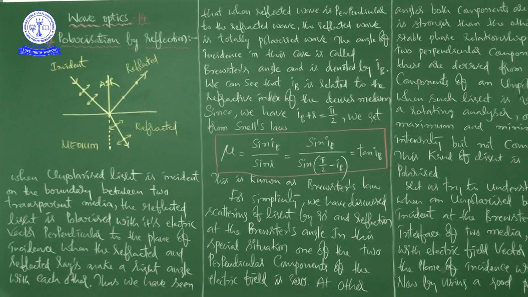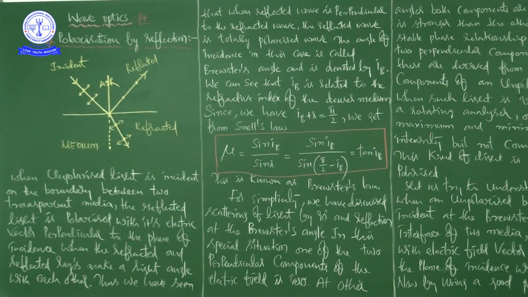Actually, the situation will be different otherwise, but that is not our consideration here. Here the thing is, when the reflected wave is perpendicular to the refracted wave, we are going to derive an expression, that is, the refractive index in terms of Brewster's angle. That we will see now.